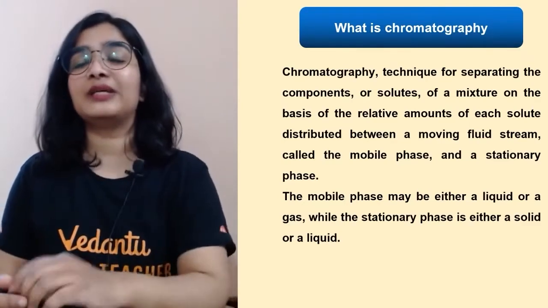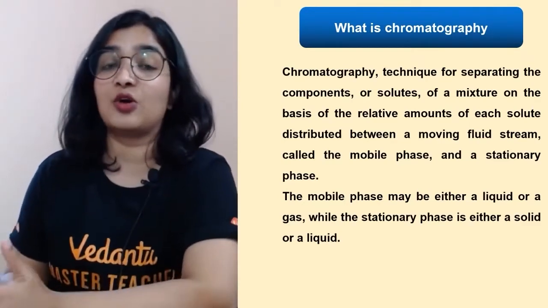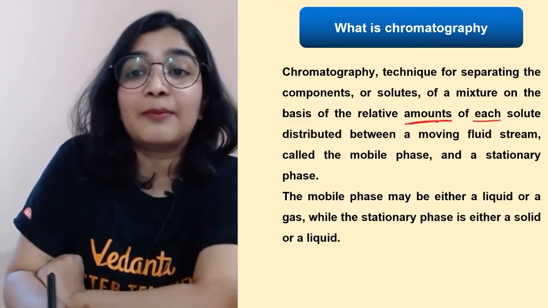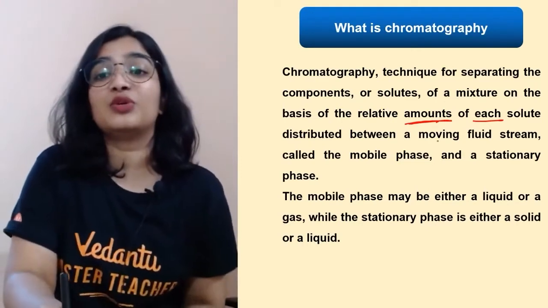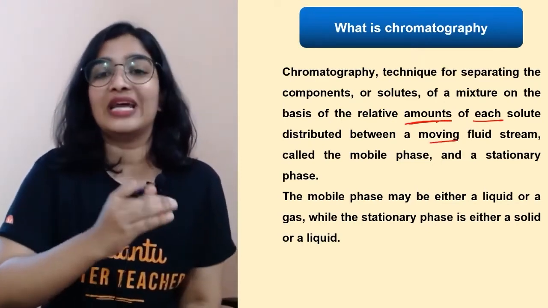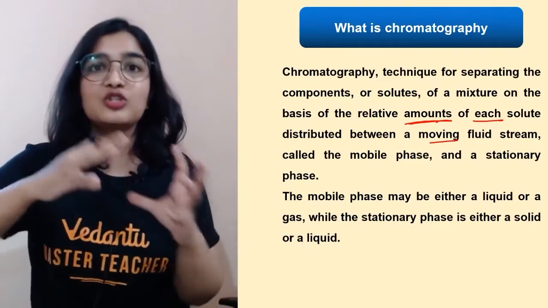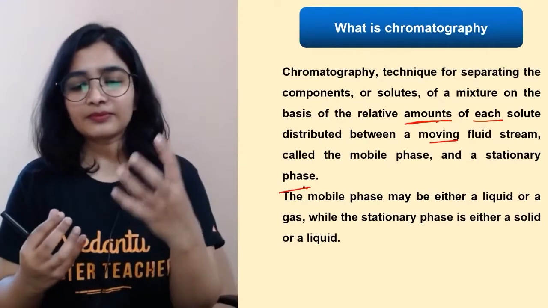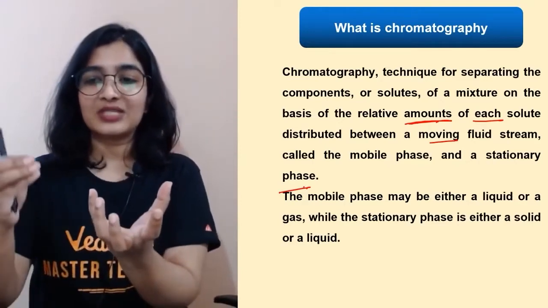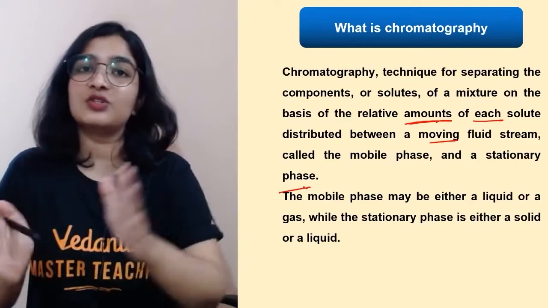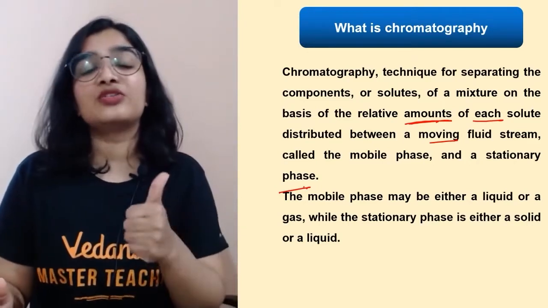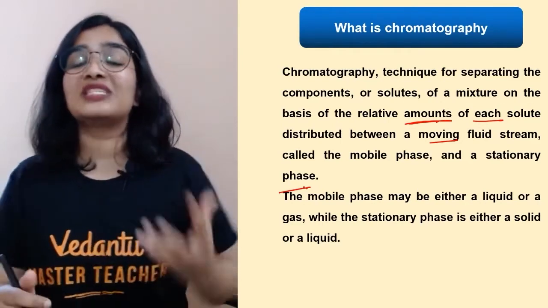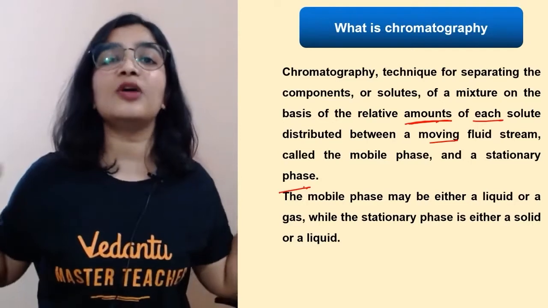So chromatography is basically a technique for separating the components or solutes of a mixture on the basis of the relative amounts of each solute distributed between a moving fluid stream, which is known as the mobile phase. Mobile is something which moves, right? And a stationary phase. So in simple words, you have a mixture where the solutes have been dissolved, but there is difference in their solubility. Using that, we will try to know the components of that mixture or try to separate those components. So this is about chromatography.